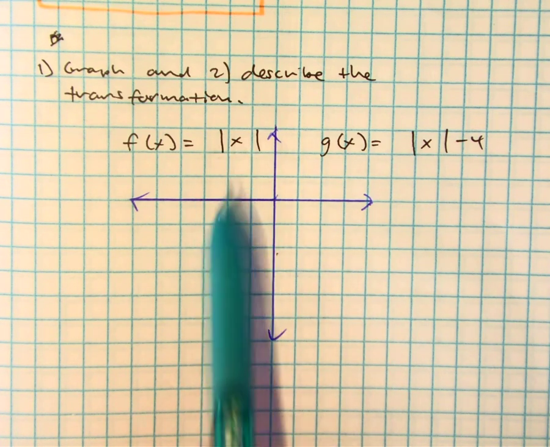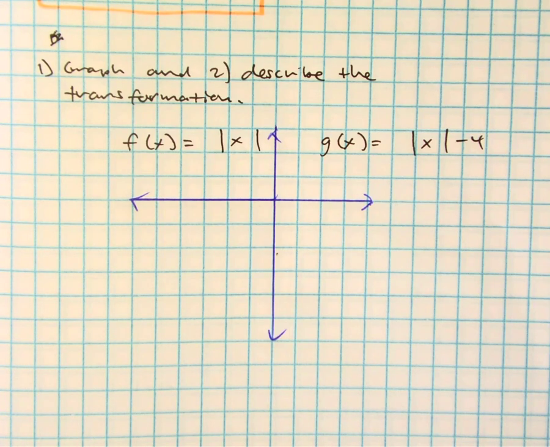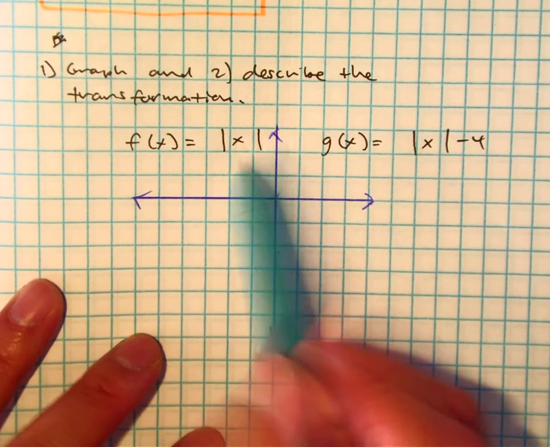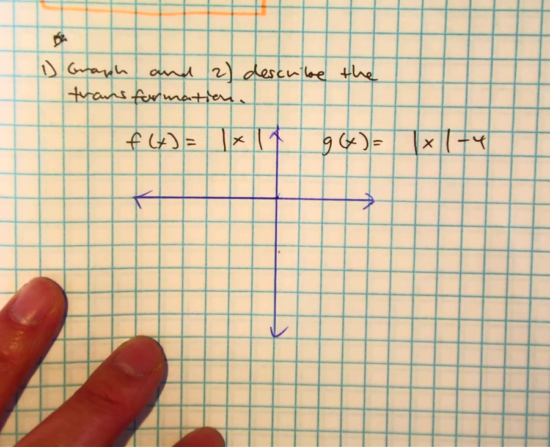Well, I see the bars here. That's an absolute value. Absolute value looks like a V. Remember, you can always rely on your graphing calculator. So the parent function, I'm going to graph in pink.